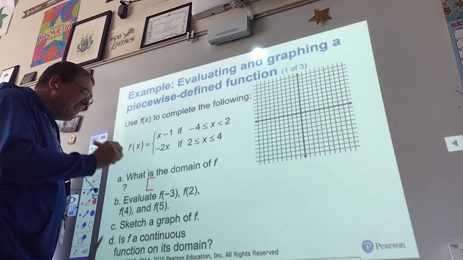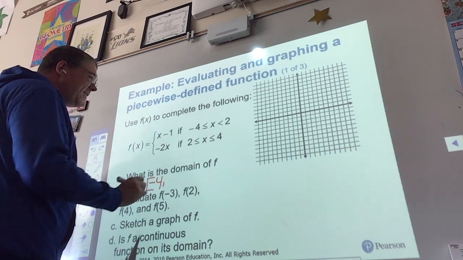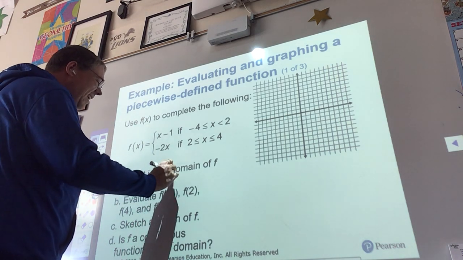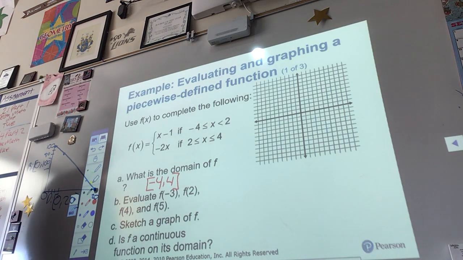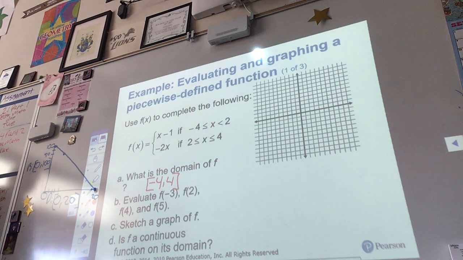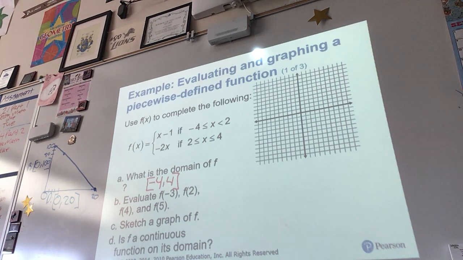So we've got a -4 right here. That's our lowest value. We've got a +4. That is our highest value. -4 to 4 is our domain. There we go. Our formula. We have 2 formulas here. We need to know which one to plug them into.